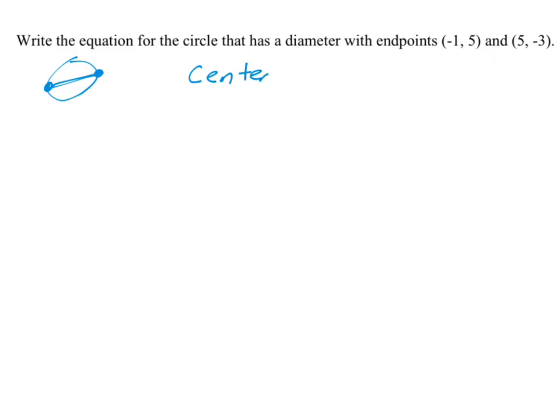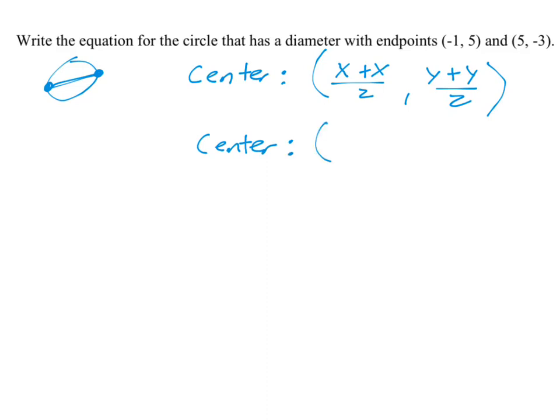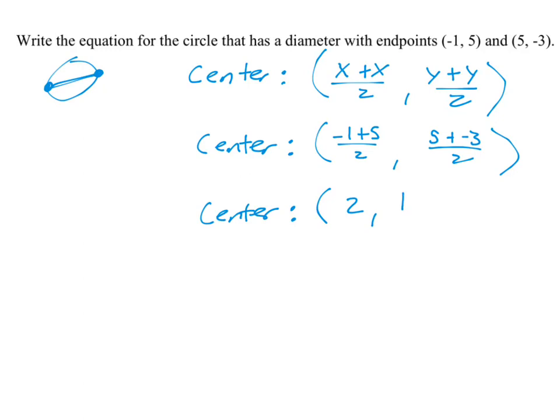And in case you forgot how to get the midpoint, you're going to do x plus x divided by 2, and y plus y divided by 2. You're averaging the coordinates here. And so your center is going to be at negative 1 plus 5, cut in half, and then 5 plus negative 3, cut in half. So our center is hanging out at, let's see, negative 1 plus 5 is 4, divided by 2 is 2. And then we got 2 divided by 2, which is 1.